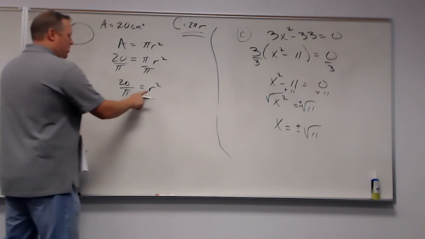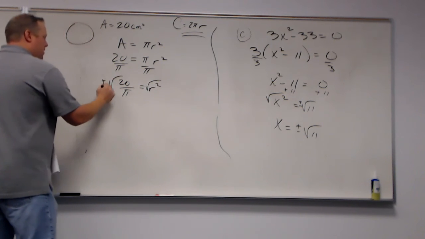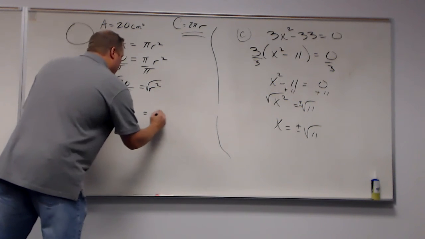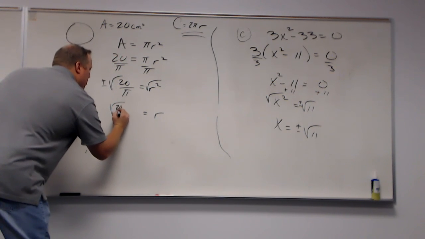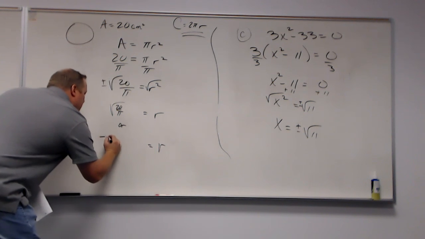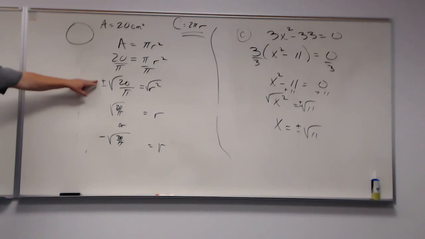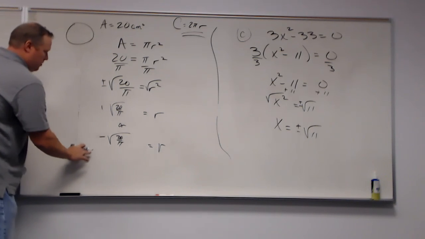And now I'm in a scenario where I have a variable squared again, so I square root both sides, but I have to acknowledge the fact that there might be a positive or negative answer. Now, when I do this, your exact answer is r equals the square root of 20 over pi, or r has to equal the negative square root of 20 over pi. You get it? Because that's what this plus or minus means. You have the positive or the negative.